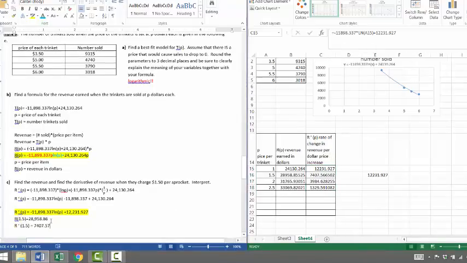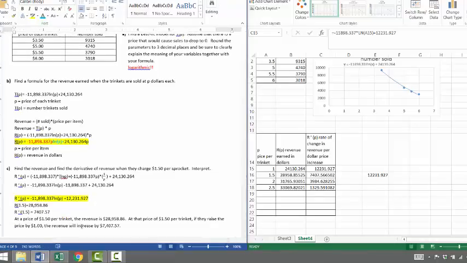So in my table, I see that r of 1.5 is 28,958.86, and r prime of 1.5 is 7,407.57. At a price of $1.50 per trinket, the revenue is $28,958.86, and at that price of $1.50 a trinket, if they raise the price by $1, the revenue would increase by $7,407.57.